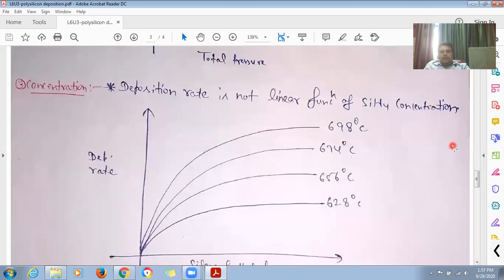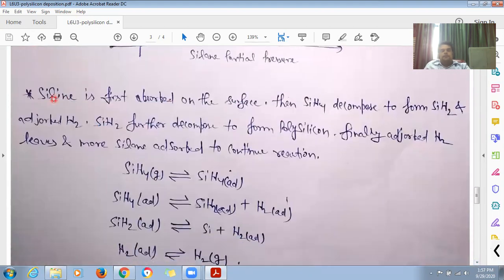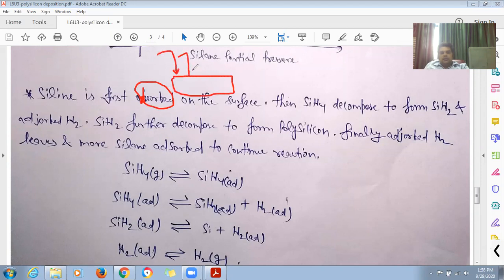Now how this is happening, why this is happening, we can see. Silane is first adsorbed on the surface. Adsorbed means adhesion. This is the surface, let's say, and silane is coming. The molecules of silane will adhere to the surface. Adhesion to the surface, first of all, this will happen.